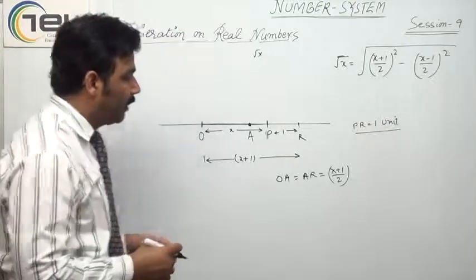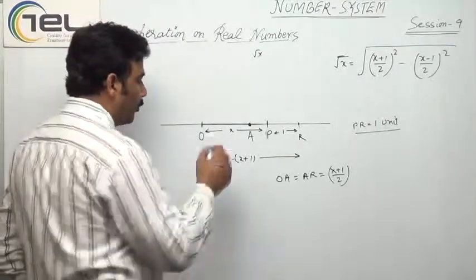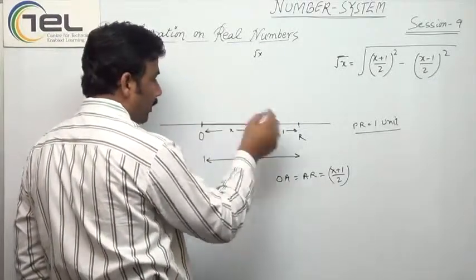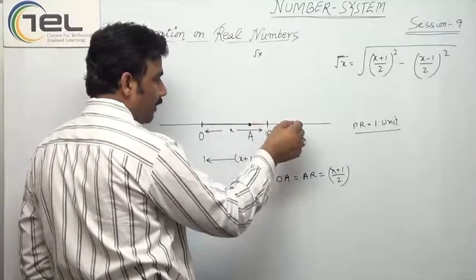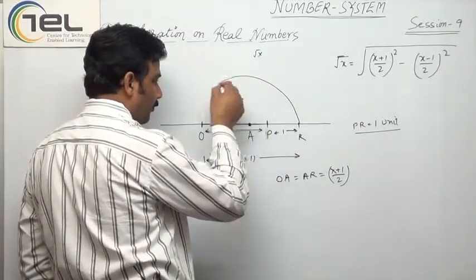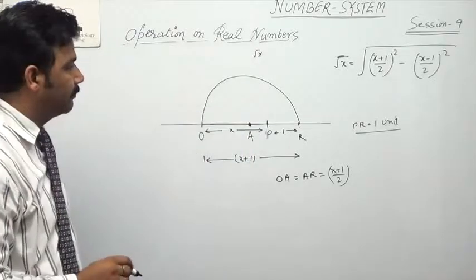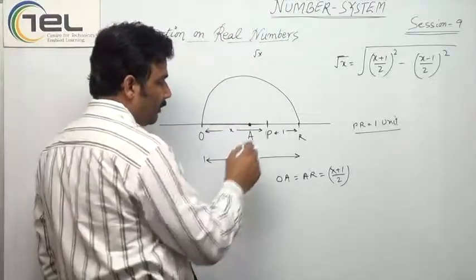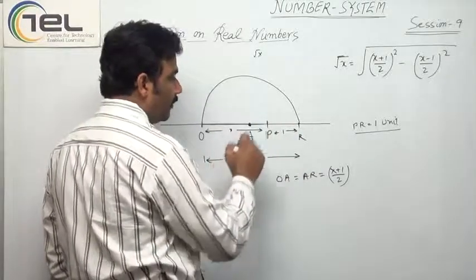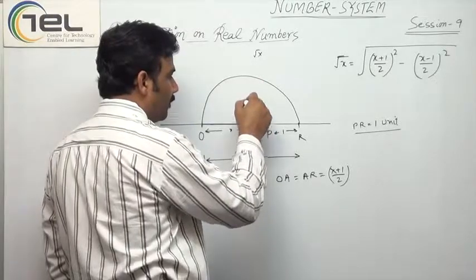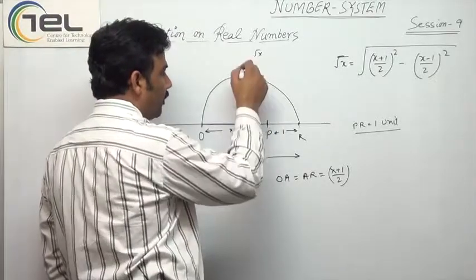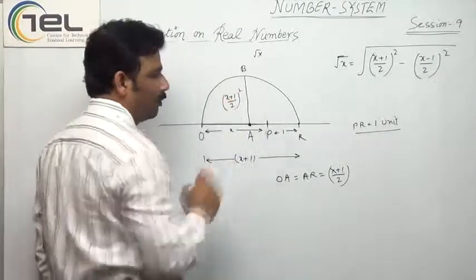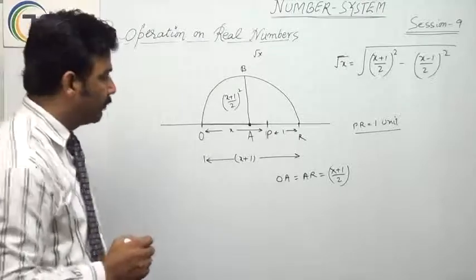After this, what I need is, I will draw a semicircle. With the same radius, I will draw a semicircle like this. Now this semicircle, whatever I have drawn, from here, if I take this as B, this distance is also (x plus 1) by 2. This distance is this one.